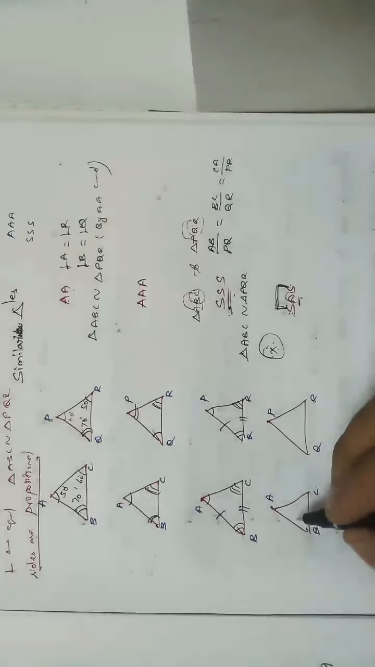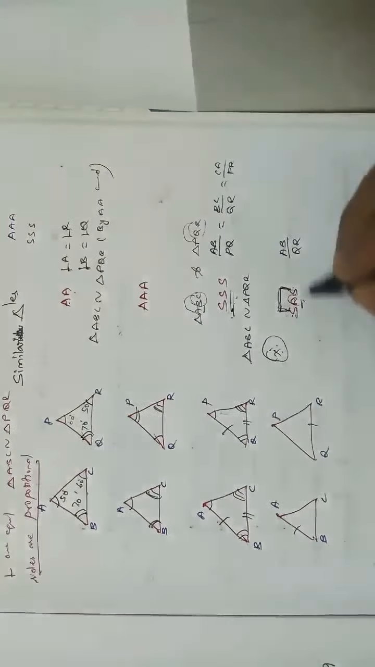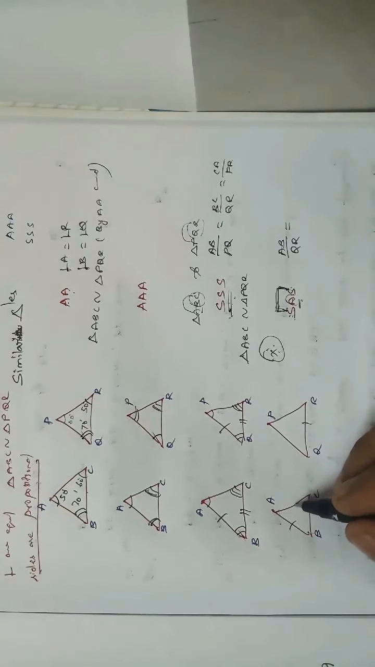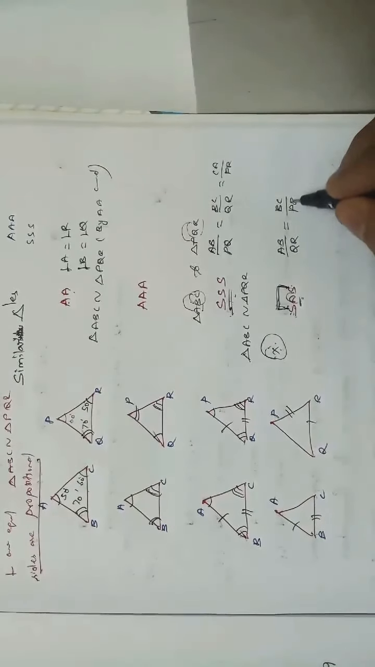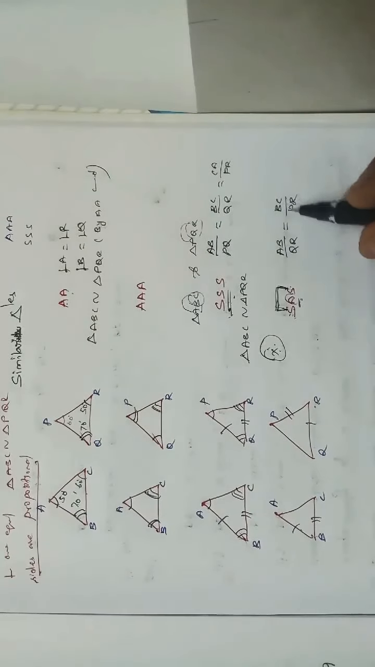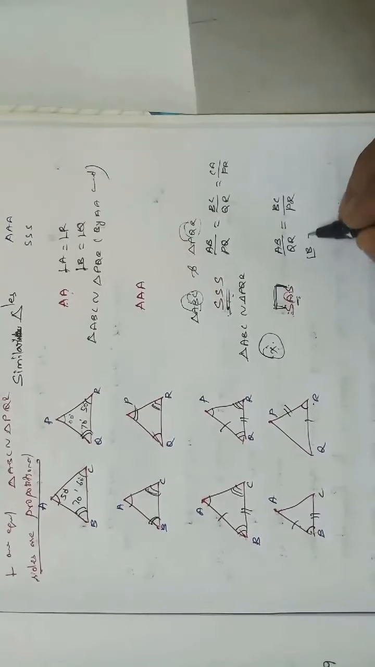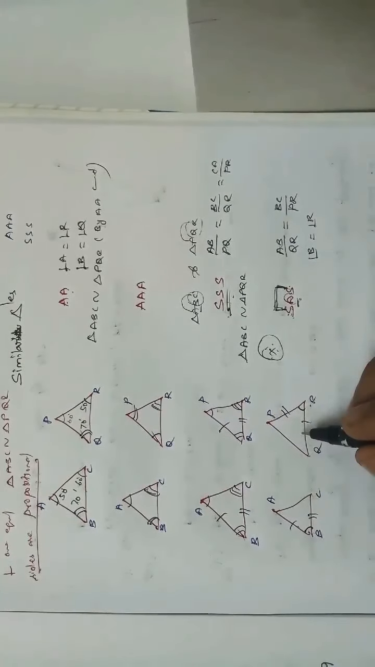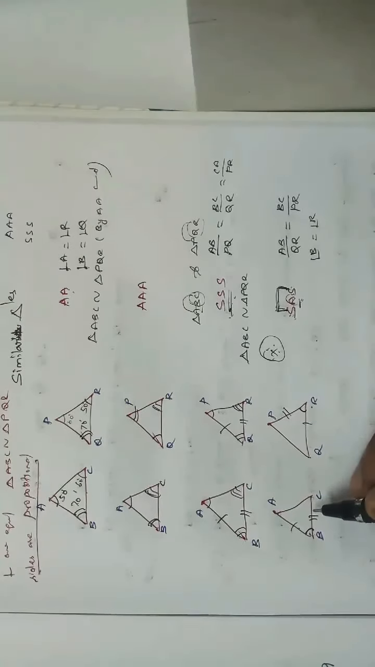I'm just taking AB divided by QR. These two sides: AB divided by QR is equal to BC divided by PR, right? So AB by QR is equal to BC by PR. The sides are proportional. Then which angle should be equal? Angle B is equal to angle R. Then only these two triangles are similar. Otherwise, it won't be similar, right?